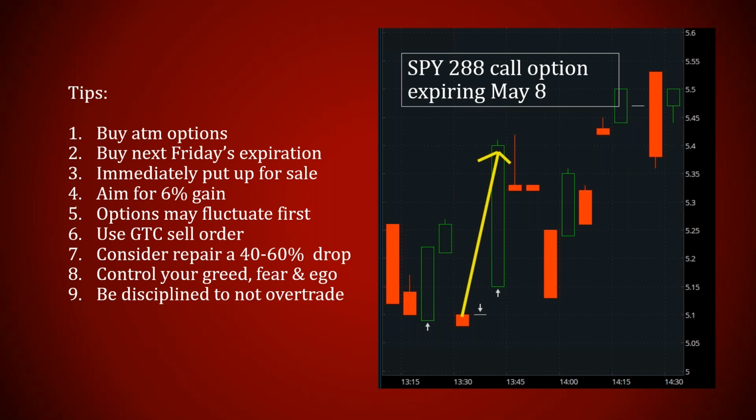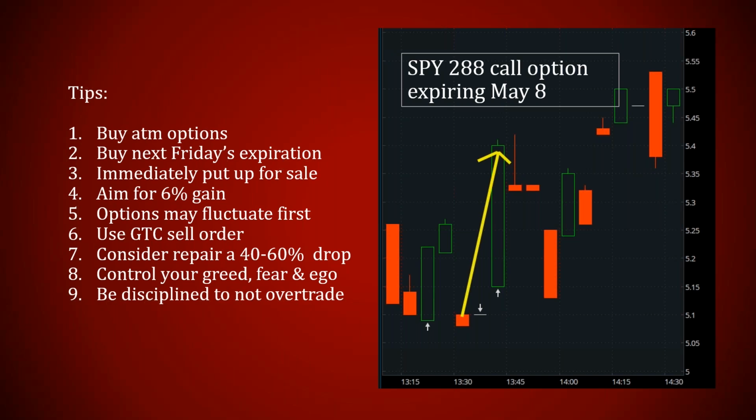And here are some tips with this strategy. First of all, buy at the money options. They're the ones that are going to move the best. I determined this for myself, and if it works for you, great. I'm not saying it's going to work for everybody, but it works very, very well for me. I found that the best balance between risk and reward is the at the money options.